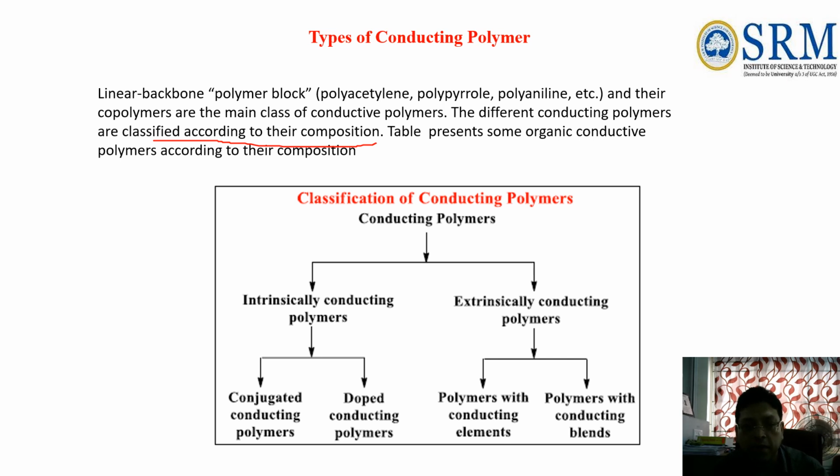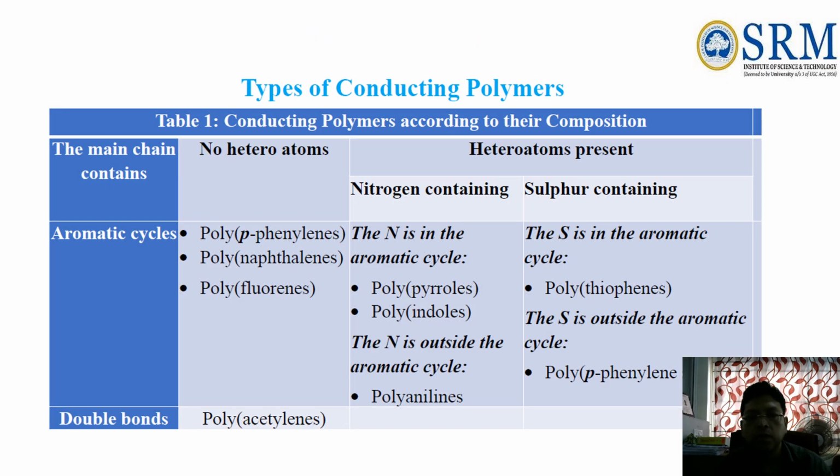will exhibit conductivity. So initially it doesn't have any conductivity, but whenever it is mixed or blended with some conducting element, it will show conductivity. So these are extrinsically conducting polymers. The conducting polymers again can be classified based on the composition.